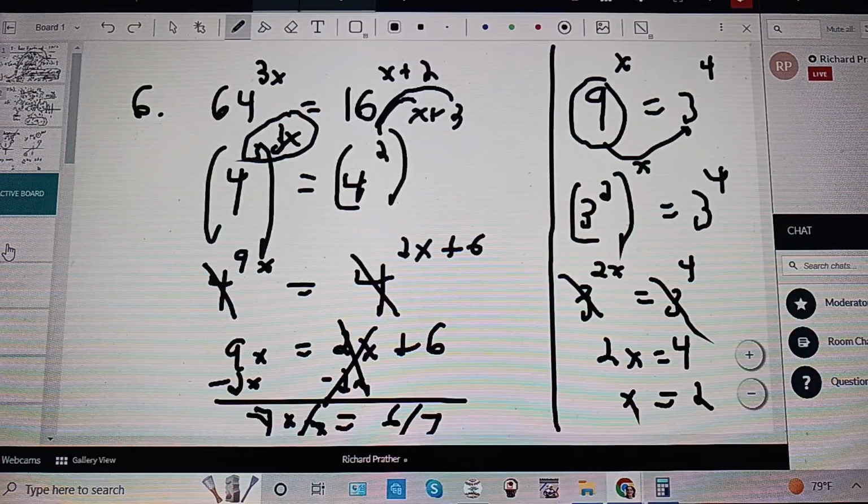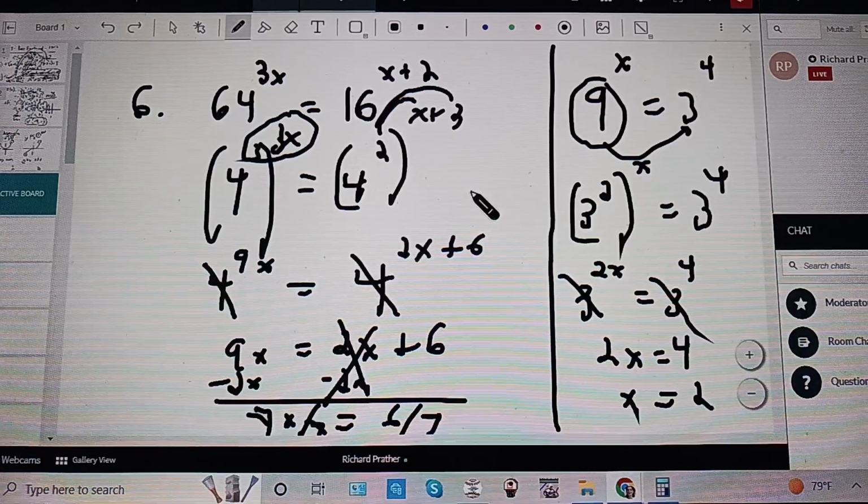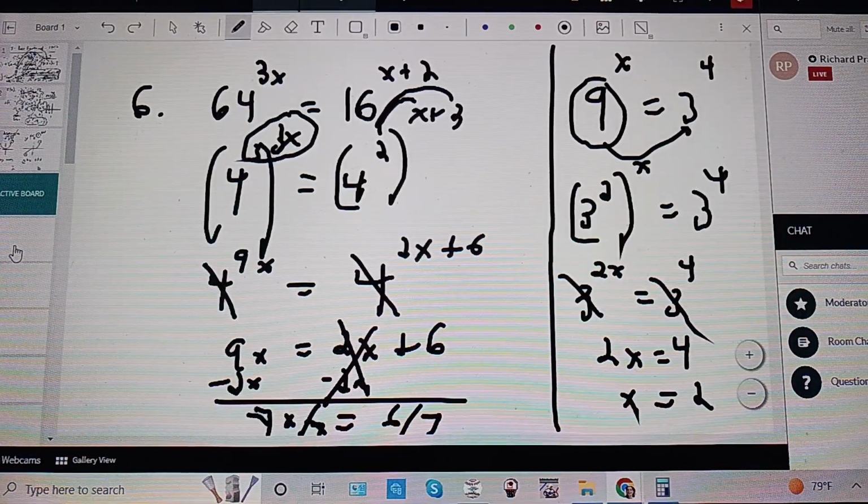This kind of has 3 levels as well. So this was kind of the medium. This one right here is the medium level of exponentials. This is the easy kind. And then there's a hard kind where, as I described, you can't make the bases the same.